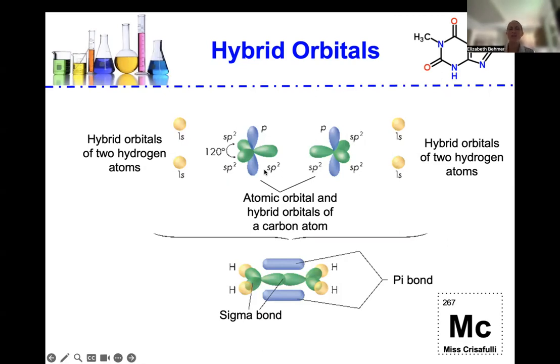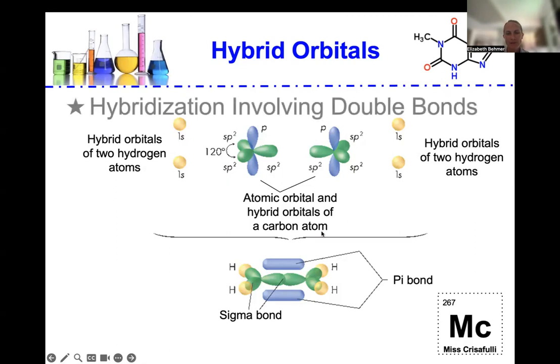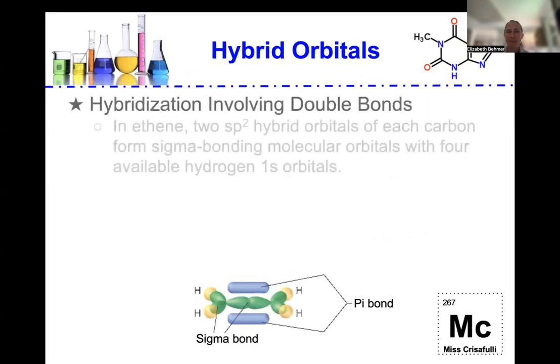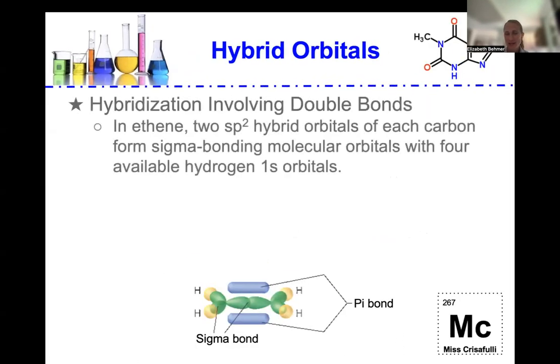These are atomic orbitals and hybrid orbitals of a carbon atom, showing the sigma bonds and the pi bonds. And this is looking at double bonds. In ethene, these 2 sp2 hybrid orbitals of each carbon form the sigma bonding molecular orbitals with 4 available hydrogen 1s.